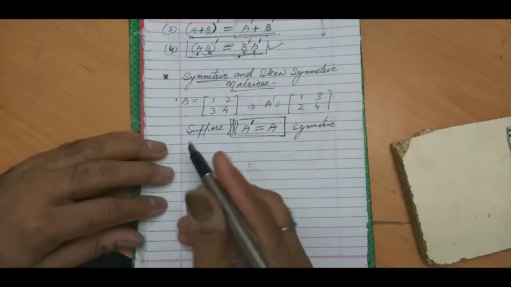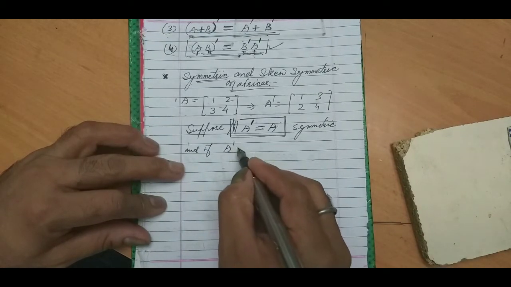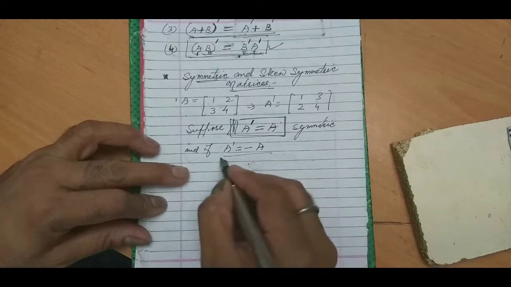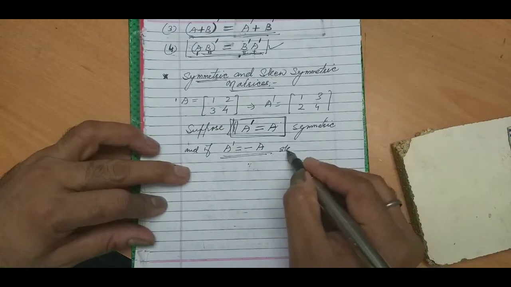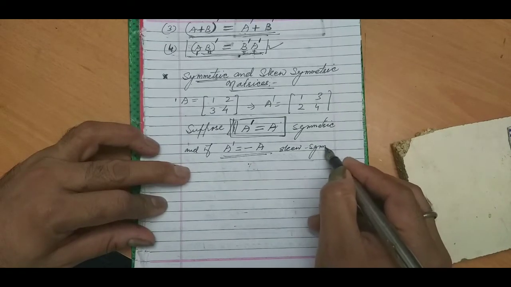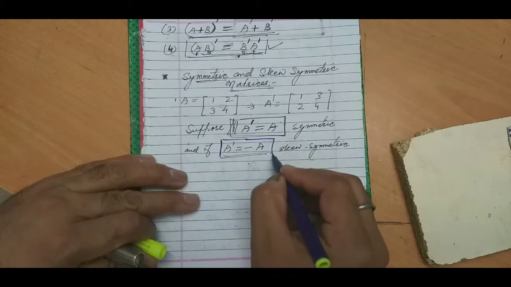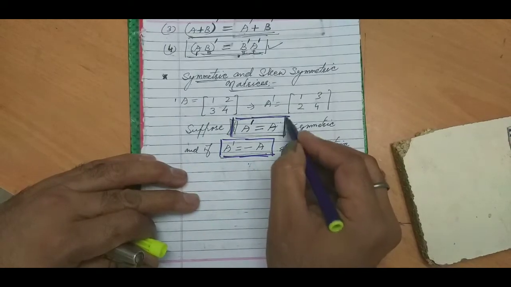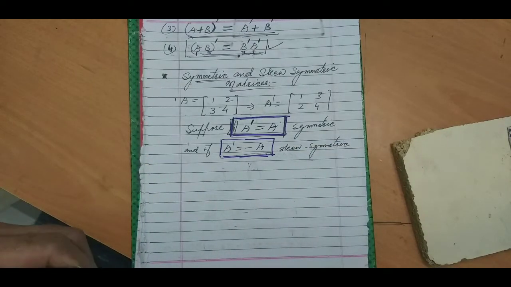And if transpose of a matrix is equal to negative times of that matrix, if it is so, then this kind of matrices are called skew symmetric. So you need to understand here, this A dash is equal to minus times A, then skew symmetric. If simple transpose is equal to positive A, then it is a symmetric matrix. Now I give you an example of each.